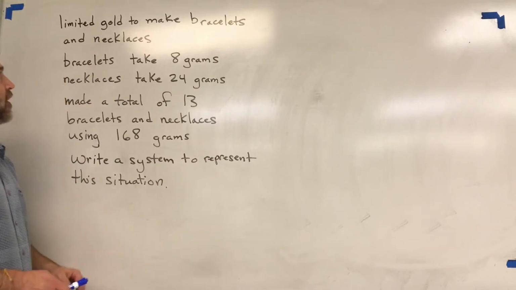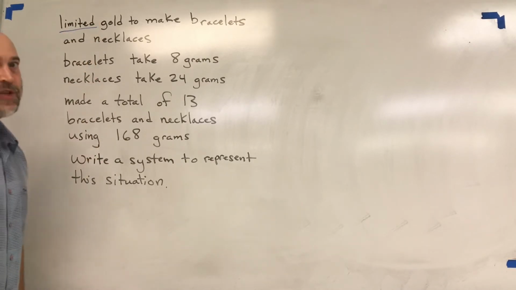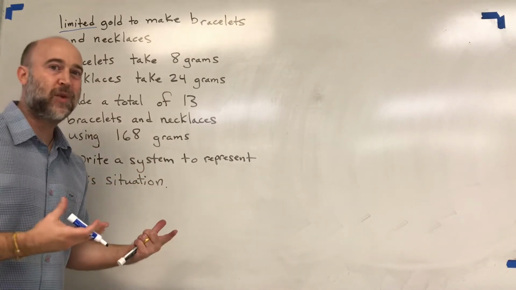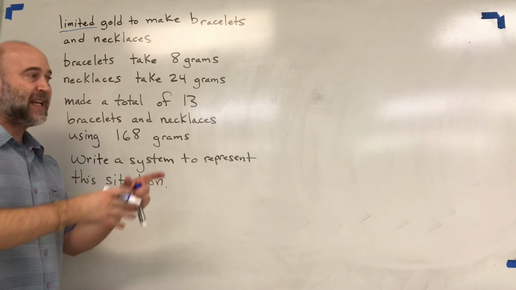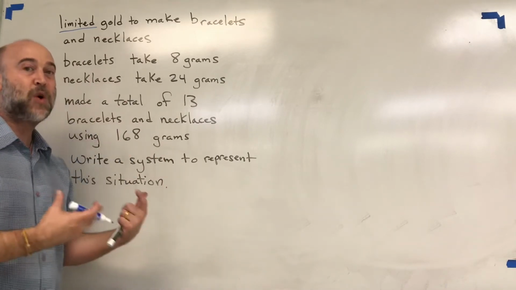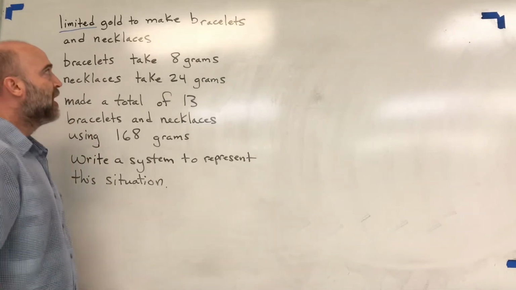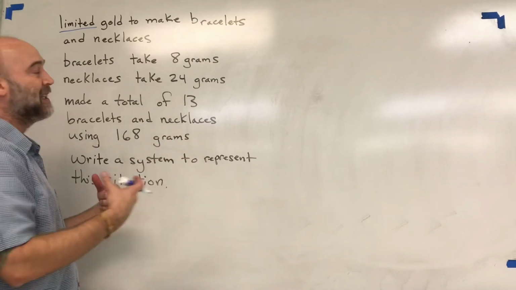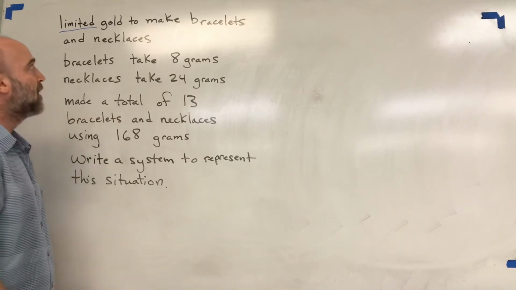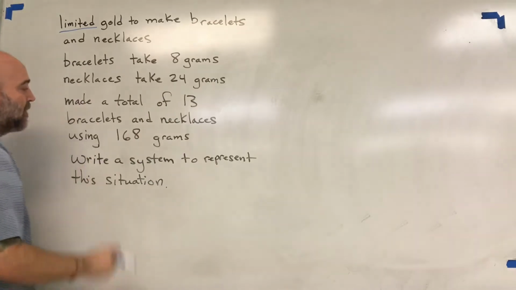All right, so we are limited on this resource. So I like to think about it as what resource do we have or what quota do we have to meet? If it's a quota, we have to get at least that much. If it's a resource, then we have as much or at most that much. So this is a limited resource, limited by gold. So it's going to be something that has to be less than or equal to that. We don't know yet. We'll see how this develops. Gold to make bracelets and necklaces. Okay, so that's what we're talking about.